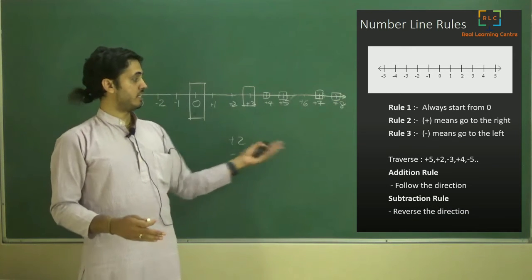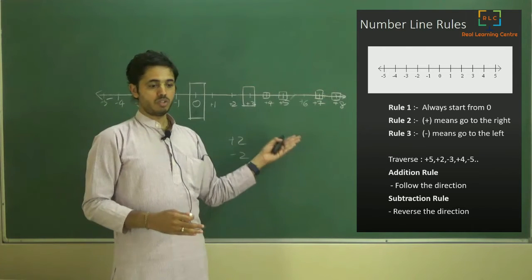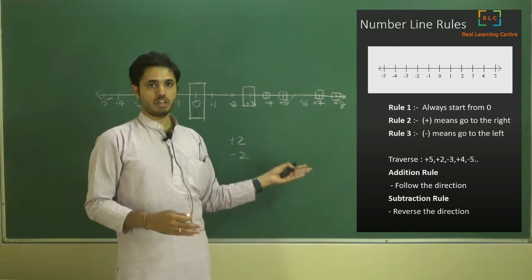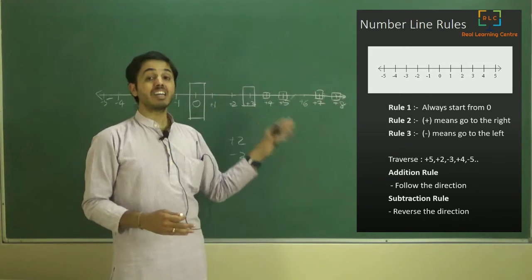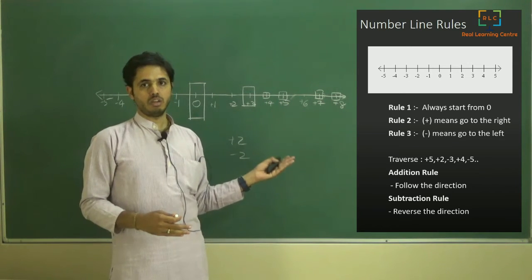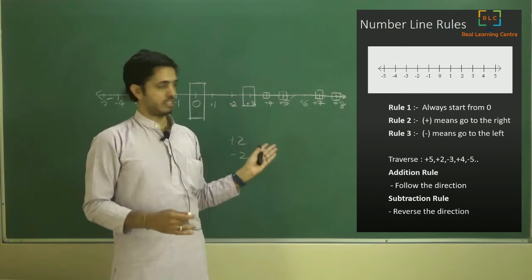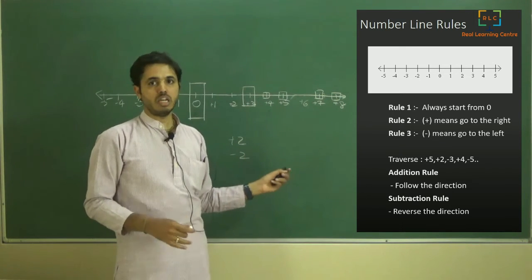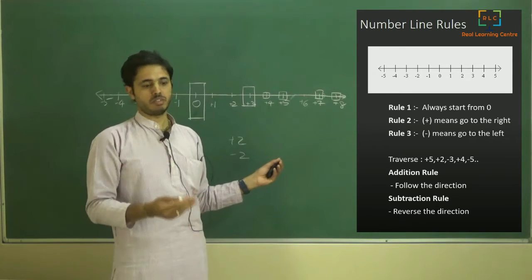And then another rule, the final rule, subtraction rule. So when you say subtraction, when given a number, subtract another number, then reverse the direction of the second number. Whatever direction the second number is supposed to take, reverse it. So that is subtraction. Now let us apply these rules in some of the examples.